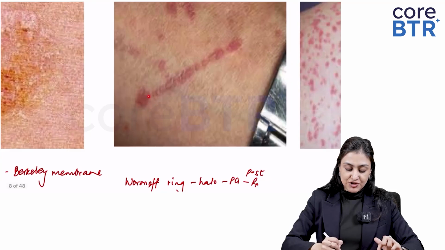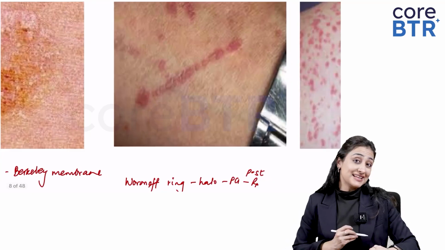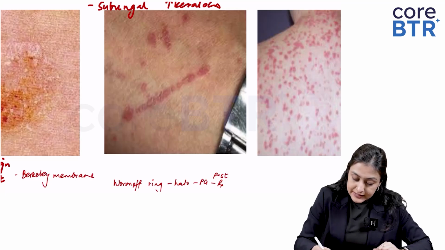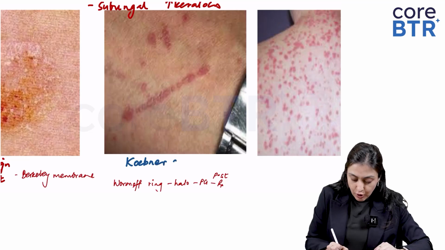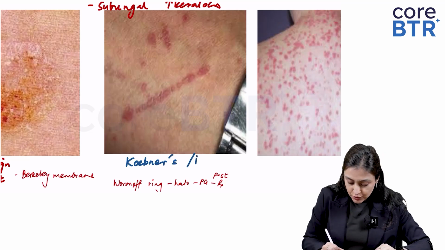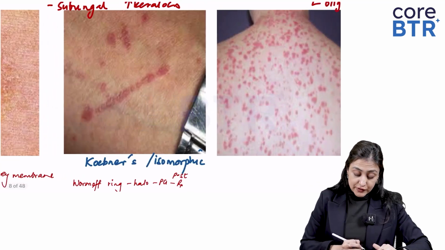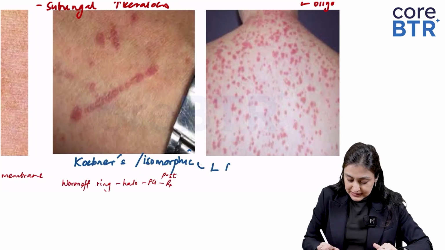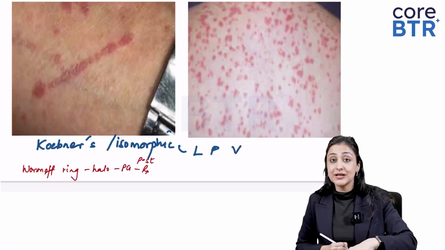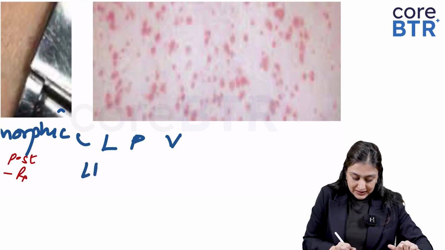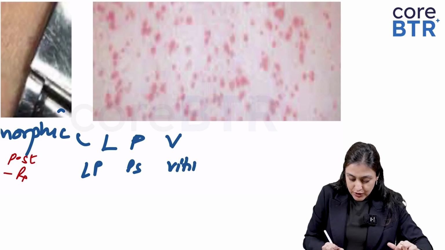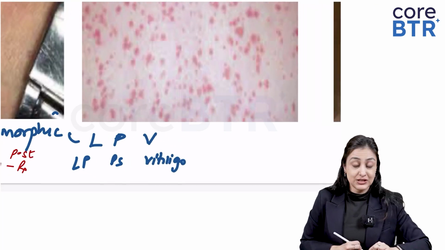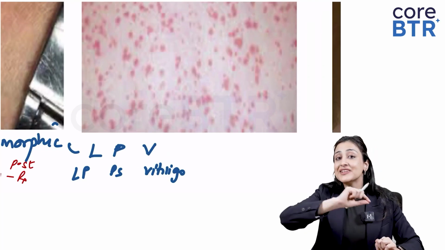Then if you take a lesion and you extend it, it will get extended. And what is this called? This is very, very important, called Koebnerization. Koebner's phenomenon, also called the isomorphic phenomenon. So Koebner's or isomorphic is seen in 3 conditions actually. Remember LPV. What is LPV? Lichen planus, psoriasis and vitiligo. So lichen planus, psoriasis, vitiligo show isomorphic response, they will extend.